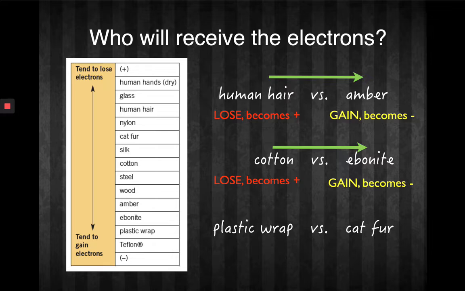Alright, so let's have a look then at the plastic wrap versus cat fur. So plastic wrap is right towards the bottom of the table. Cat fur is much further up the table. So that means then that our plastic wrap is going to gain the electrons and our cat fur is going to lose the electrons. So our electrons are going to flow from the cat fur to the plastic wrap. Our cat fur then becomes positively charged and our plastic wrap becomes negatively charged.